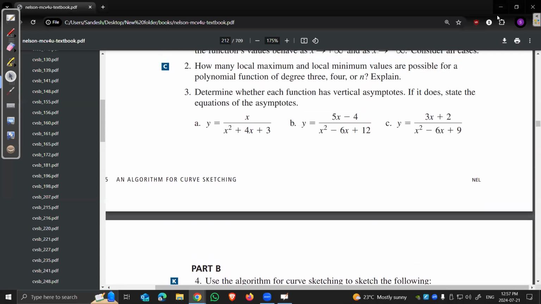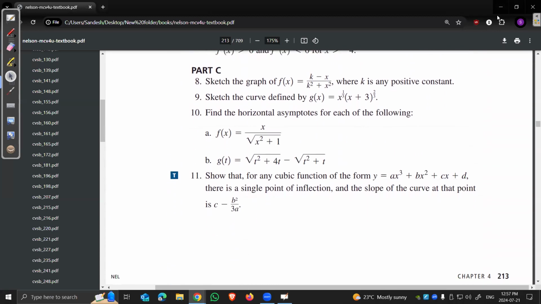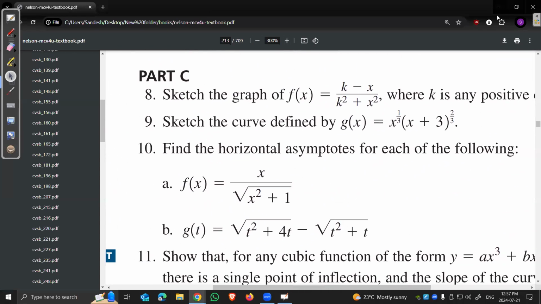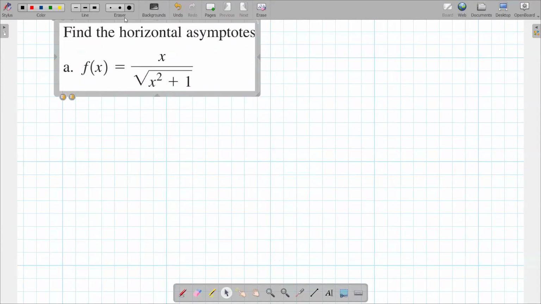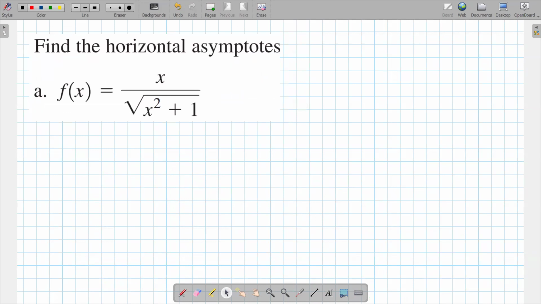Don't worry, we'll be done with this topic after this. Let's do a fun problem. It says find the horizontal asymptote. To find the horizontal asymptote, you want to find the limit. For example, let's say you have x over x squared plus 1. This is your function. What we do is say limit as x approaches infinity of x over x squared plus 1. And then we would divide everything. This is for the horizontal asymptote. This is where the shortcut comes from.